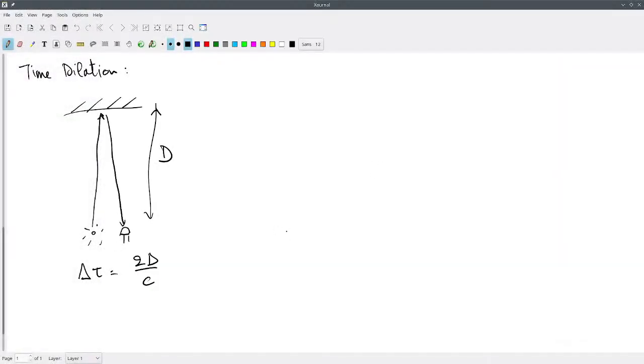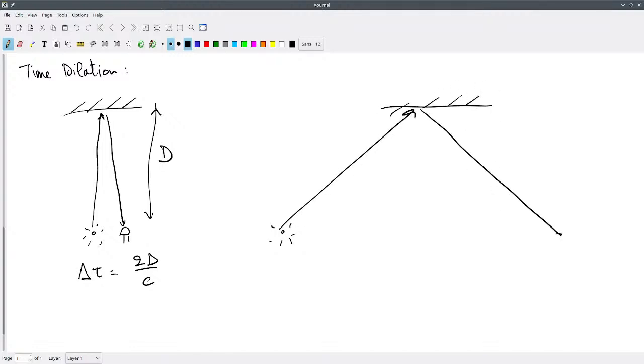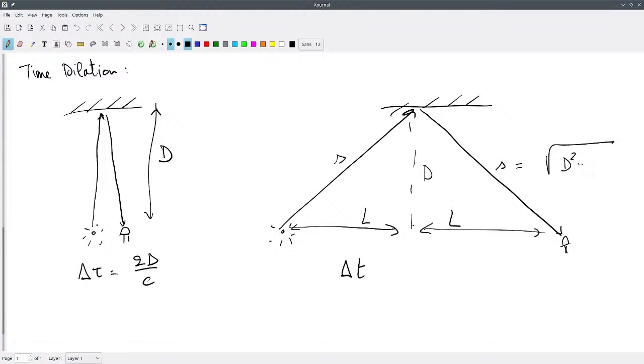So now we have our light that's emitted here, bounces off the mirror, and is detected by the photosensor here. And our delta t is, if this is now s, this is d, let's call this distance L, and this is distance L, then s will be the square root of d squared plus L squared, and delta t will be 2 times s over c.